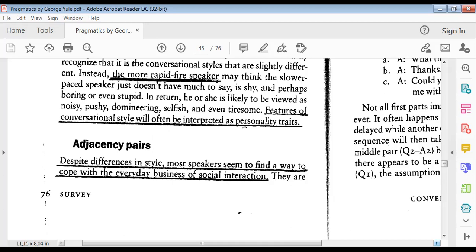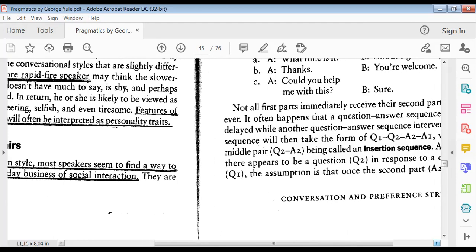So they can have the right responses to different social expressions. Whether they are rapid fire speakers or slow speakers, they know that a greeting will elicit a response to a greeting, and that a compliment will elicit something like a thanking token or an acceptance response. So, despite differences in style, there are many situations in which the speakers cope with the everyday business of social interaction.